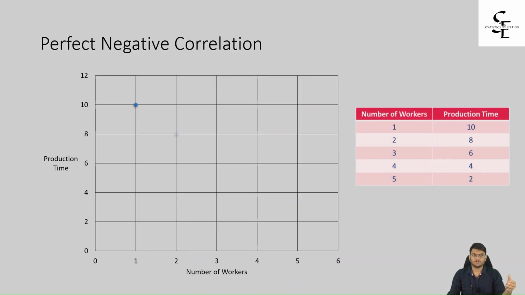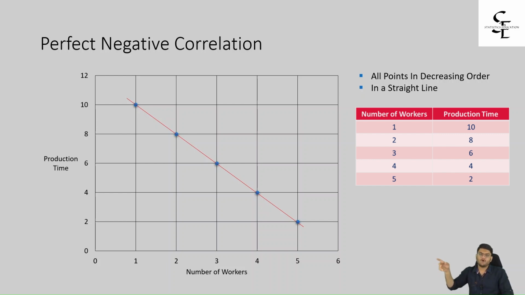Now let's move on to perfect negative correlation. In perfect negative correlation, increase in one variable results in proportional and consistent decrease in another variable. In this case, points on the scatter diagram will form a straight downward moving line, indicating that as one variable increases, the other one decreases at a fixed rate. Now let's learn this with the help of an example.